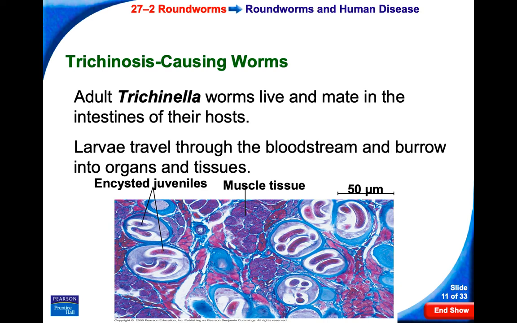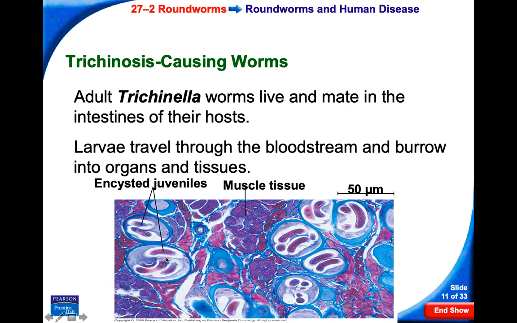Okay, so a female carrying fertilized eggs in the intestines of a host would burrow into the intestinal wall and release larvae. These larvae, these baby worms, will make it through the bloodstream and eventually get into the organs, burrow into the organs and tissues of that host. When they dig into the tissues of the host, when they find a spot where they're going to be, they basically turn into this dormant state, which is a cyst, and this cyst has a larva that stays a larva indefinitely. And trichinosis is actually quite painful. This process of these cysts forming can be quite uncomfortable, causing a lot of pain for the individual.